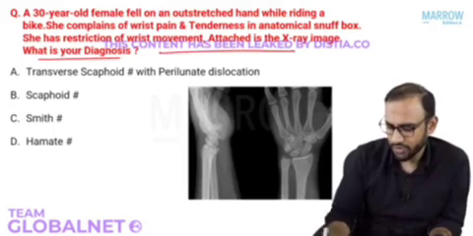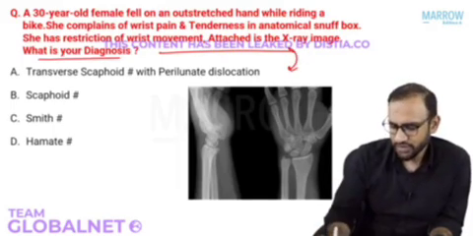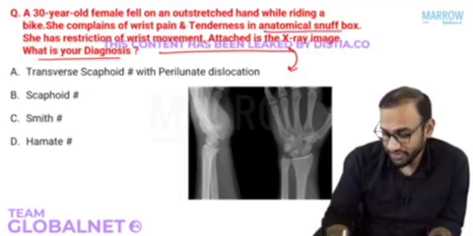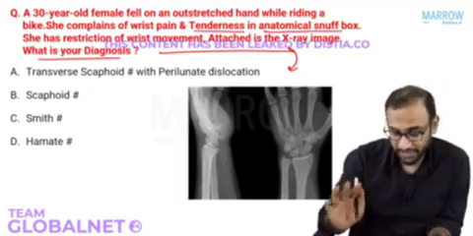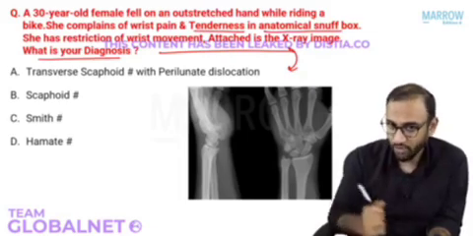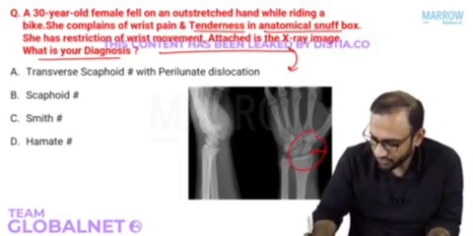What is your diagnosis? Now, before even looking at the X-ray, do you have a diagnosis in mind? Yes, based on anatomical snuff box tenderness. Your diagnosis is scaphoid fracture. You have that clinically. But let's look at the options and also the image. In the image, clearly you can see that there is a fracture of the scaphoid.